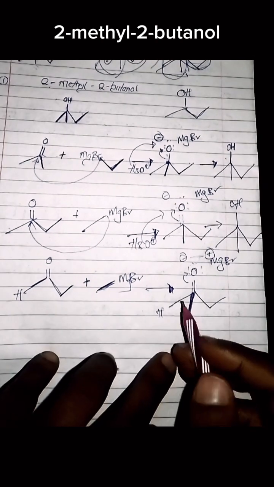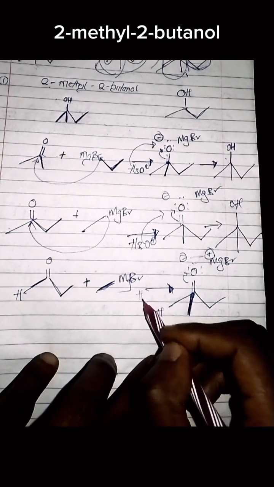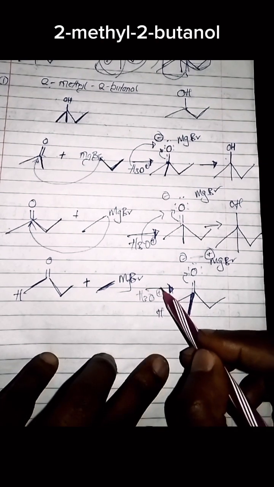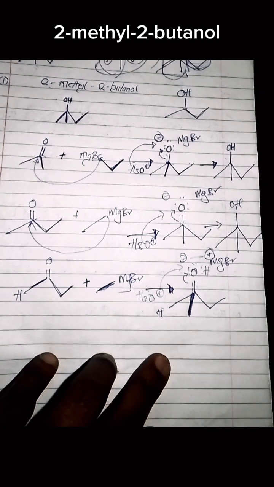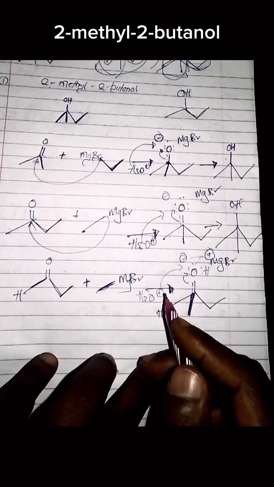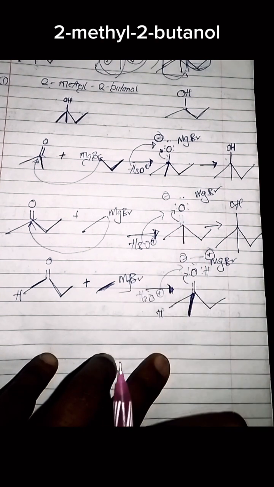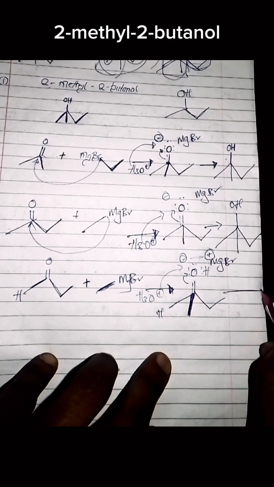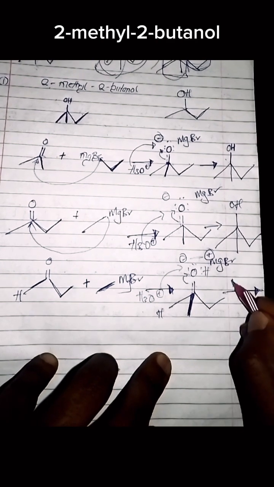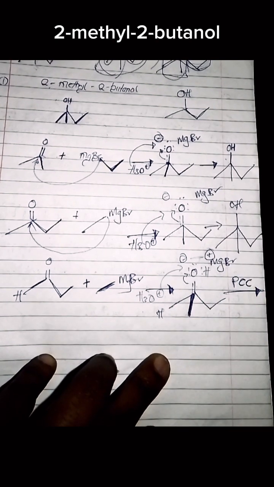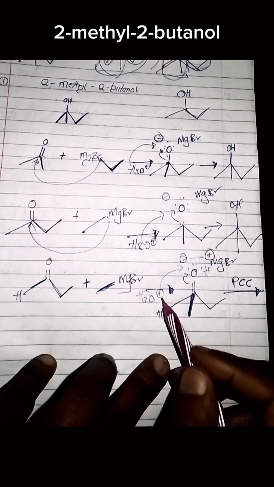Another way I could have done this is to add my hydronium at this point, and then it could have donated the hydrogen there. That means this would have been an alcohol, specifically a secondary alcohol. In my previous video, I said that when you want to convert a secondary alcohol into a ketone, you use a reagent called PCC. So PCC can change a secondary alcohol into a ketone. How? By extracting the hydrogen. That's what PCC will do.